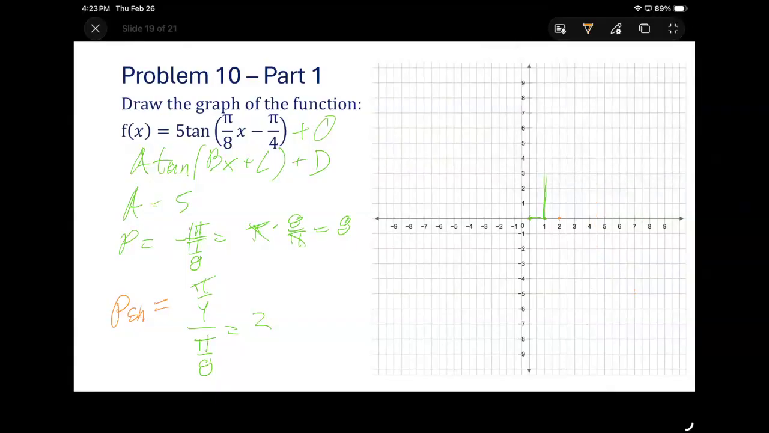So 2, over 1 up 5, over 1 down 5, 1 down 5 right there. And then our period would be over here to 4. No, over there, 2 plus 4 is 6. So our asymptote should be at 6.